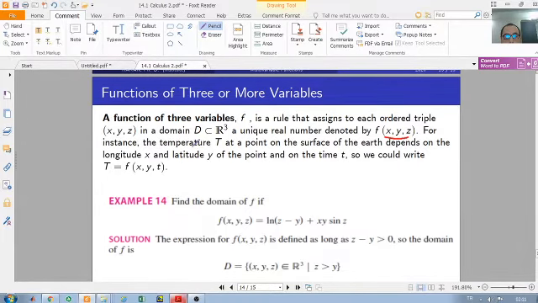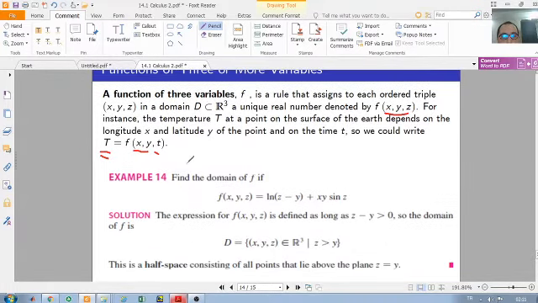For instance, the temperature T at a point on the surface of the Earth depends on the longitude and latitude of the point and on the time. Namely, the first 2 variables determine the location, and the last one determines the time. And by combining them, we obtain the temperature at this location on the surface of the Earth.